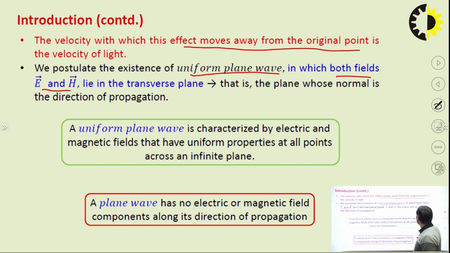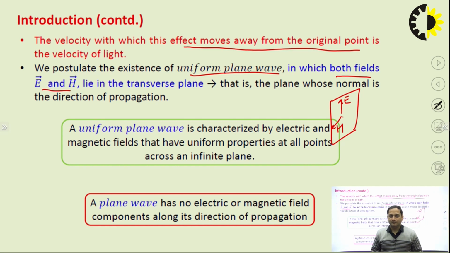In short, suppose this one is the electric field and this one is the magnetic field. These two components lie on one plane, and correspondingly the wave propagation will be in this direction. If this one is the x direction and this one is the y direction, then it will be the z direction of wave propagation. This can be the positive z direction or the negative z direction.